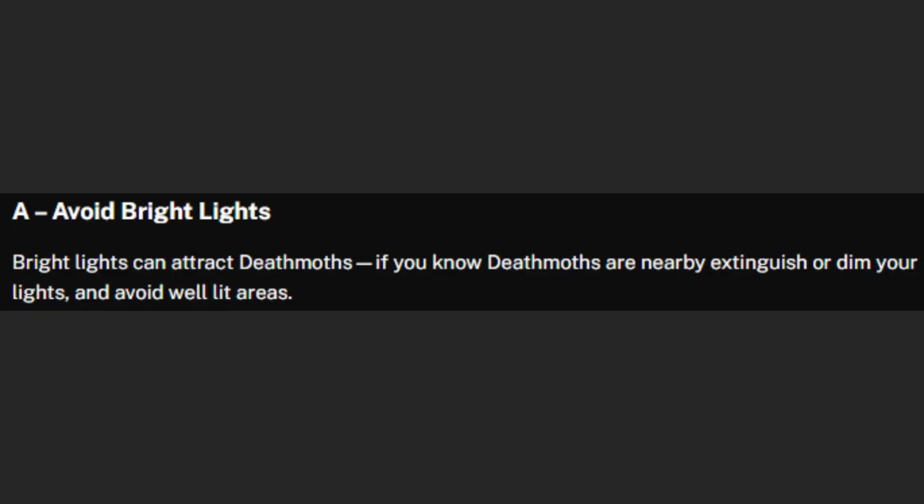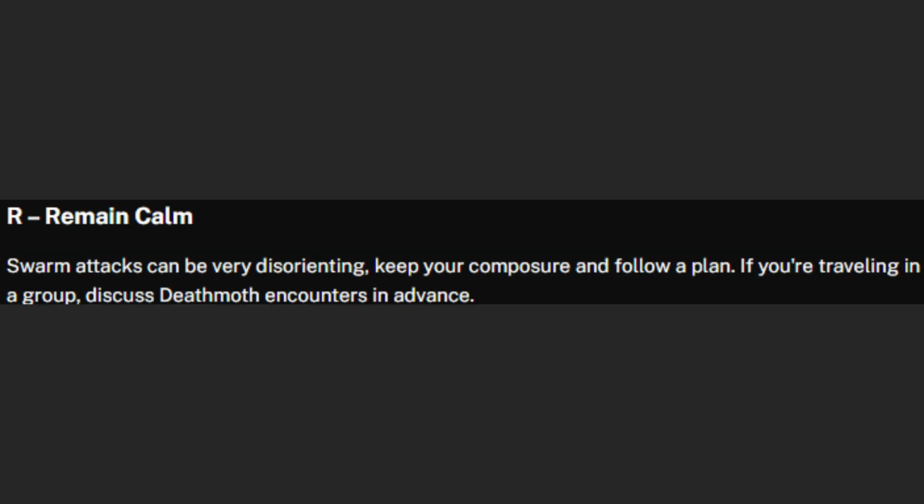A. Avoid bright lights. Bright lights can attract Deathmoths. If you know Deathmoths are nearby, extinguish or dim your lights, and avoid well-lit areas. R. Remain calm. Swarm attacks can be very disorienting. Keep your composure and follow a plan. If you're traveling in a group, discuss Deathmoth encounters in advance.